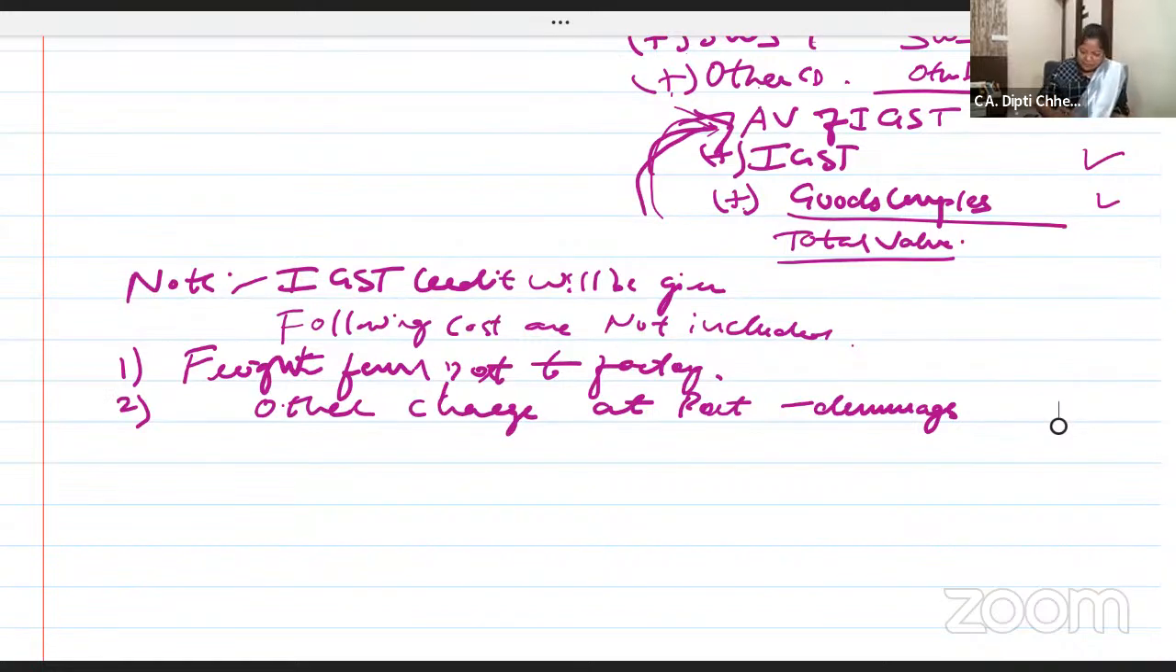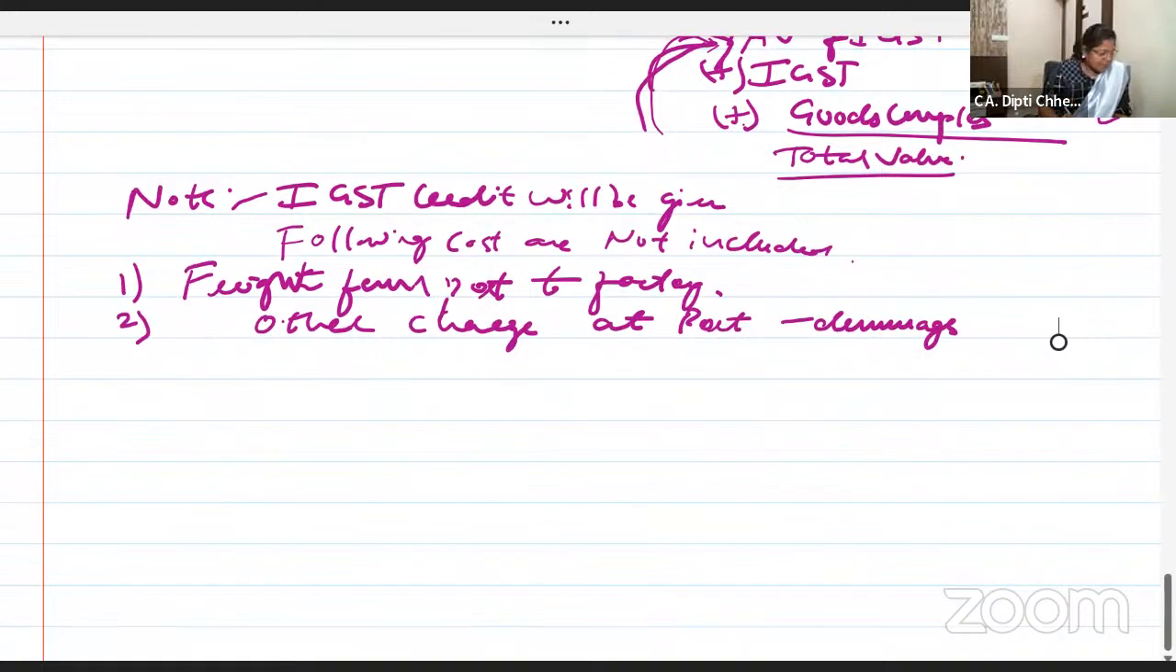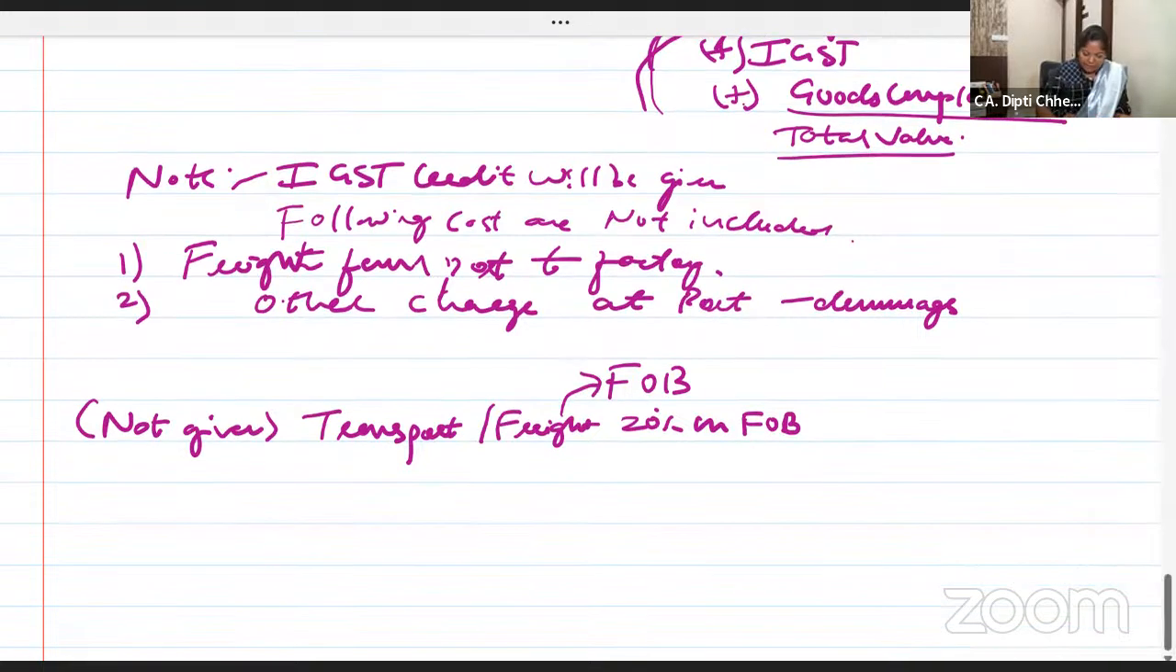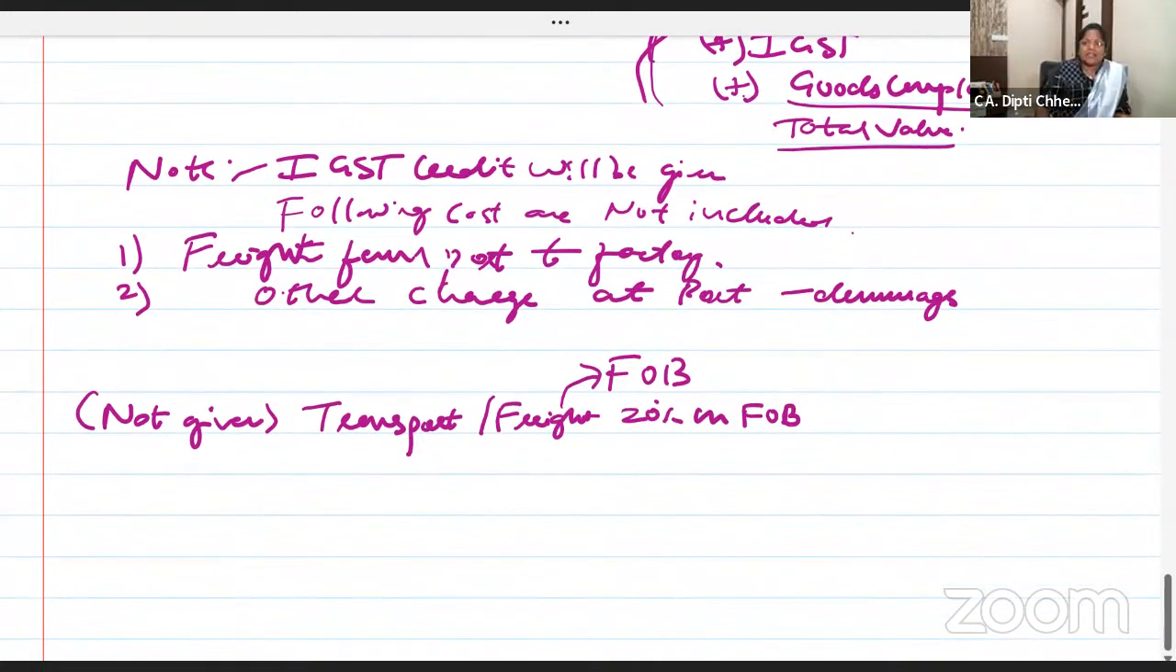We have been studying for the last 1 hour, but this is a very good point. Sometimes FOB is given and transport, or another name is freight, is not given. So transport and freight is going to be there, right? If it is not given, you have to take it as 20% on the FOB. Ma'am, is this rate fixed? Answer is yes. See, if it is not given, then take 20%.